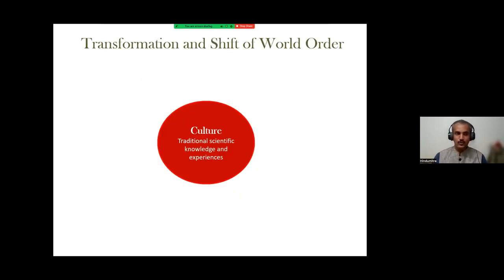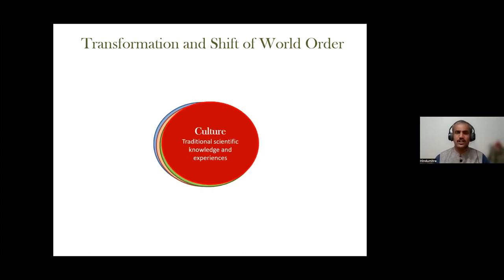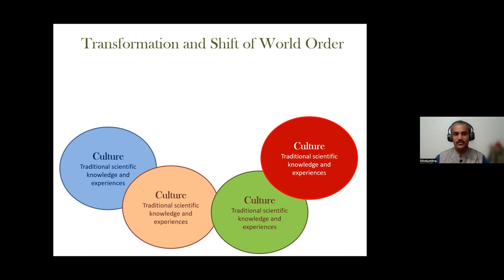Now, we have seen different words like culture, religion, civilization, and all that. So over a period of time, say from the last 5,000 years till now, how has the world order shifted? In primitive societies, say 10,000 or 15,000 years ago, different cultures lived in different geographical areas. And each culture had its own traditional scientific knowledge and experiences, and everything to do with their culture.